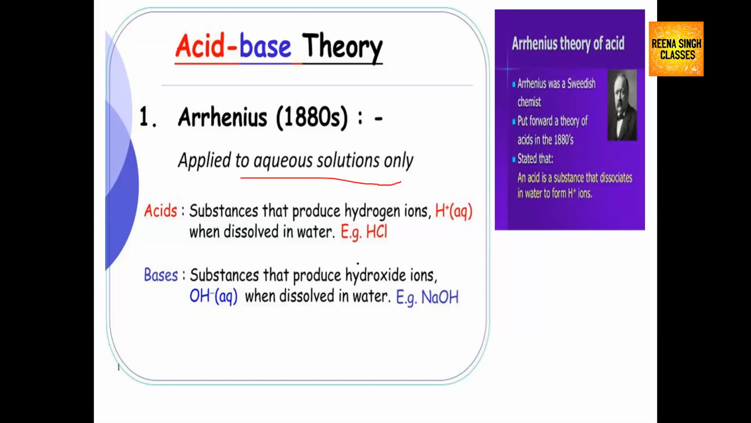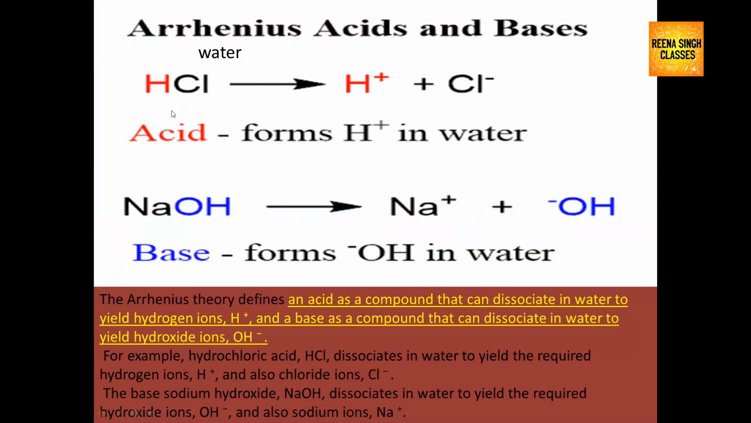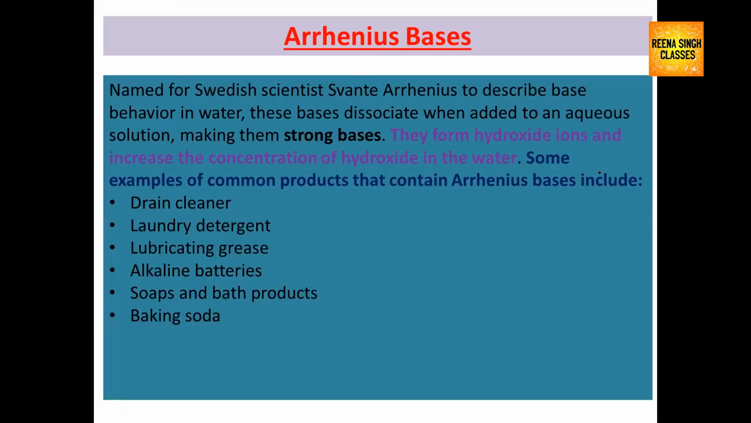Let's look at an example. I am taking hydrochloric acid as the acid and sodium hydroxide as the base. When hydrochloric acid dissolves in water, it dissociates into a hydrogen ion and a chloride ion. When sodium hydroxide dissolves in water, it dissociates into a sodium ion and a hydroxide ion. A few examples of Arrhenius bases form hydroxide ions and increase the concentration of hydroxide in the water.